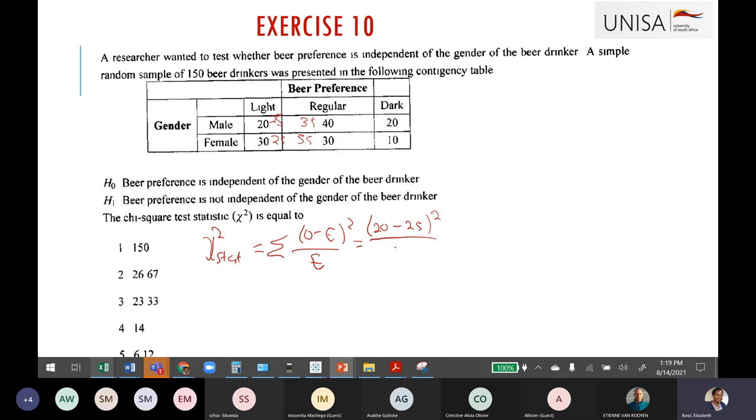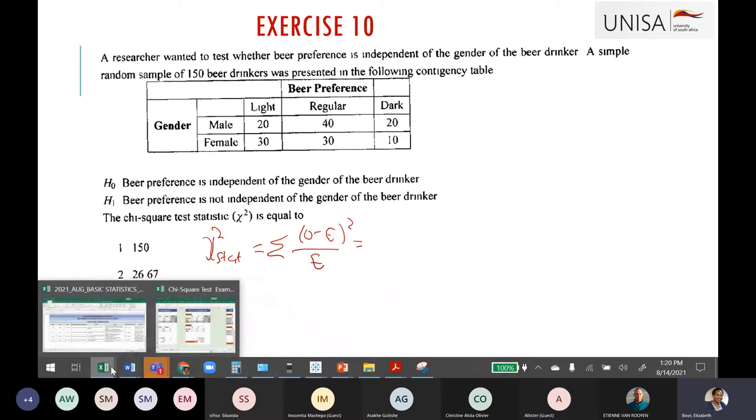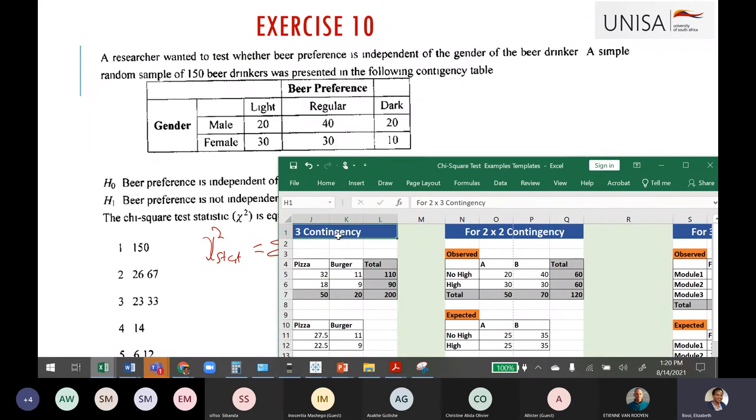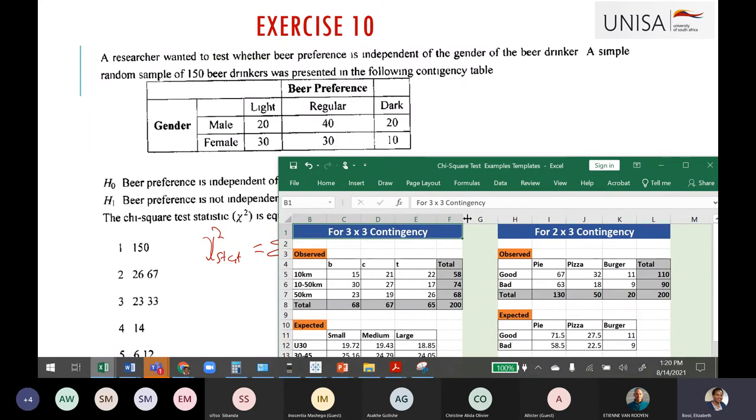What about for the dark? Expected values for dark. There are three columns. Oh, I forgot. It's not a two by two. It's a two by three contingency. Thank you. It's a 3x2 contingency. So we need to use this one. Thank you for picking that one up.